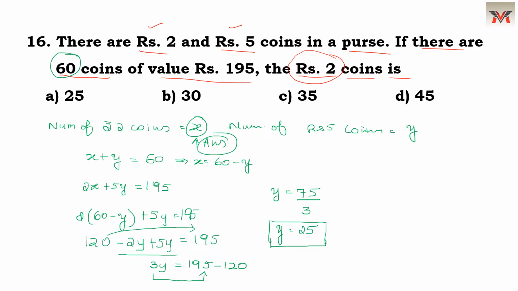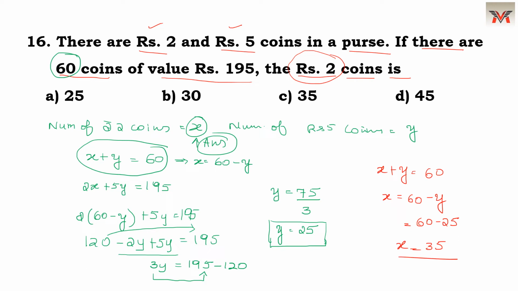How I can find the value of x? I have an equation here, that is x plus y is equal to 60. So we have x plus y is equal to 60 and x is equal to 60 minus y. This is equal to 60 minus 25, that is equal to 35. Therefore what is the answer here? The number of 2 rupee coins, that is equal to 35. That is option C in the given question. We'll move on to the next question.